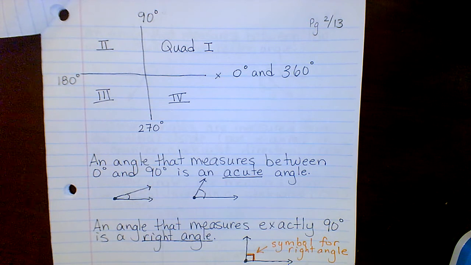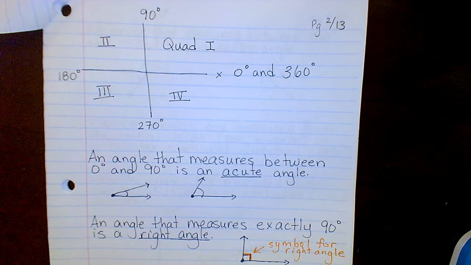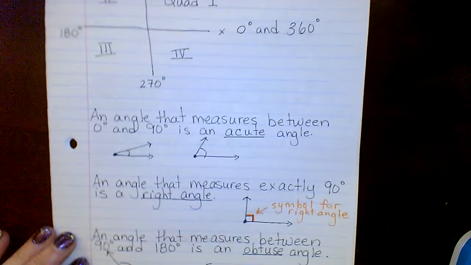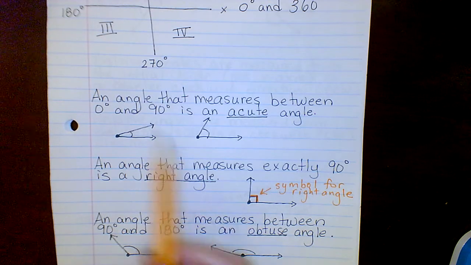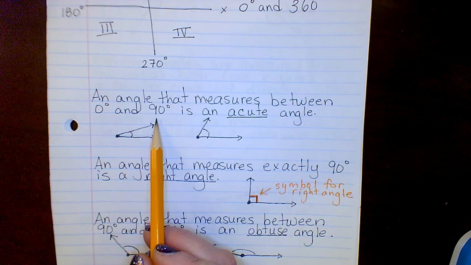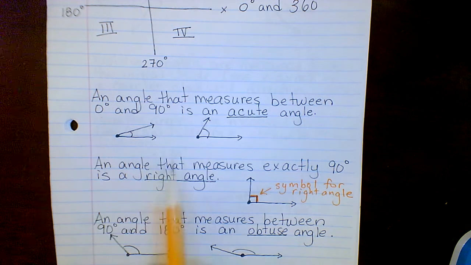Now let's talk about the names of some angles. Again, you may have seen this stuff before. This may be a review. If it is, awesome. An angle that measures between 0 and 90 is an acute angle. Now that 0 and 90 is non-inclusive. That does not include 90 degrees. It does not include 0 degrees. So it's anything between 0 and 90, but not including 0 and 90. That's called an acute angle.